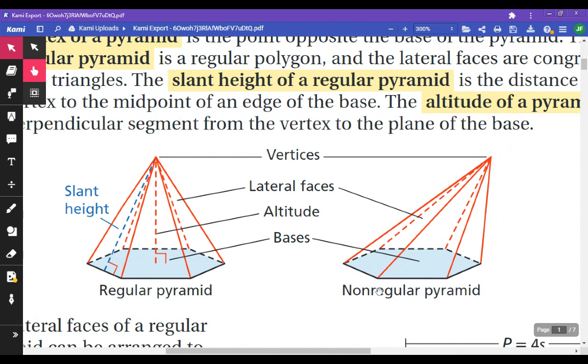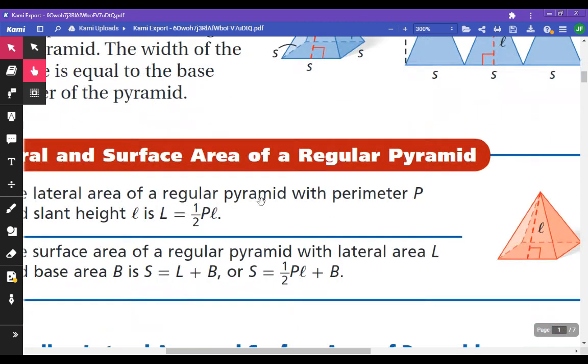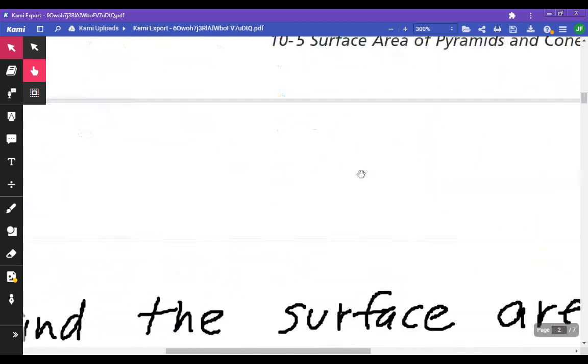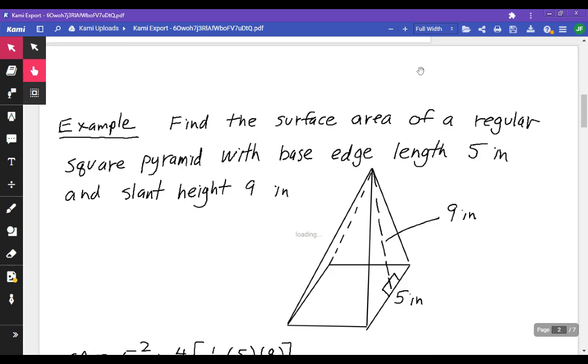And this blue line, which is the height of one of those lateral faces, is a slant height. The pyramid you see on the right is a non-regular pyramid. We're not going to do those this year, so just understand the parts of a regular pyramid. Okay, let's do a calculation here. We're going to calculate the surface area for a pyramid.